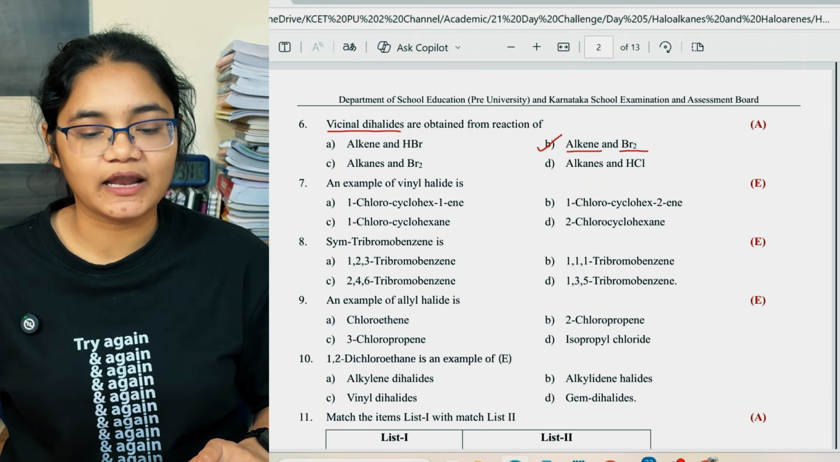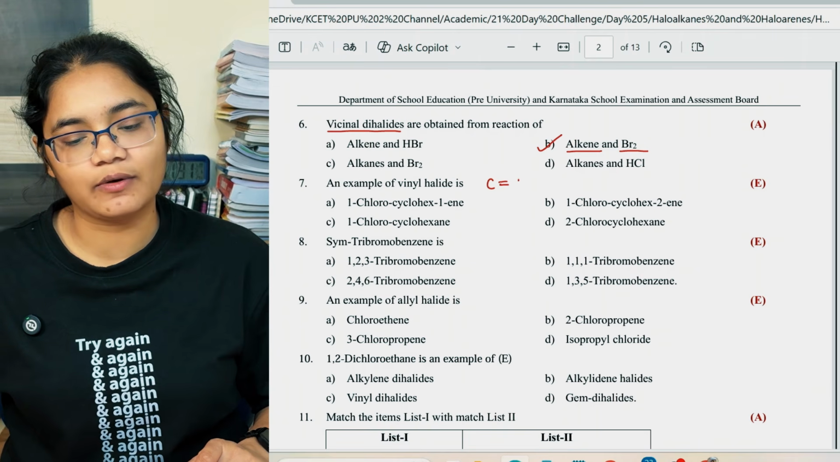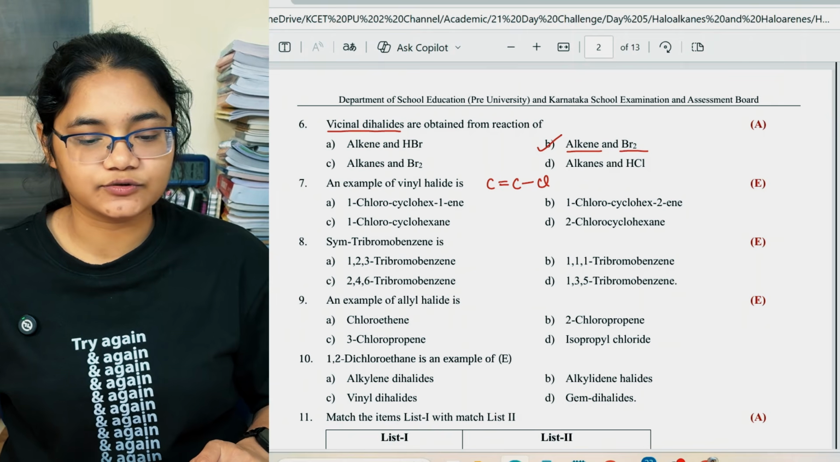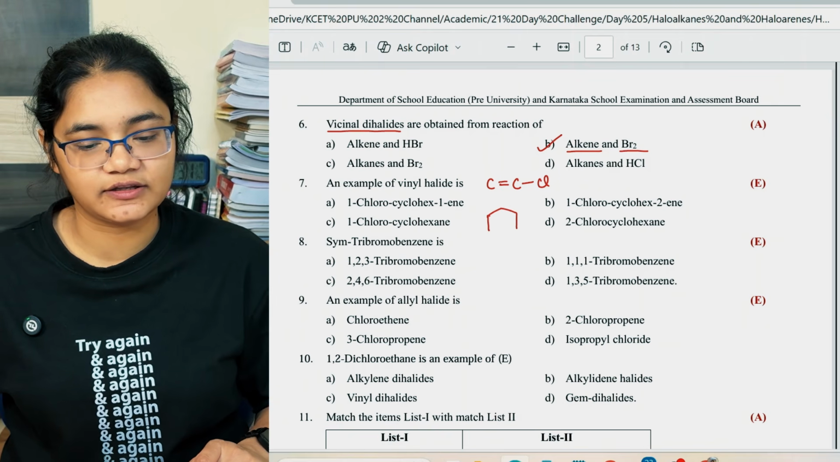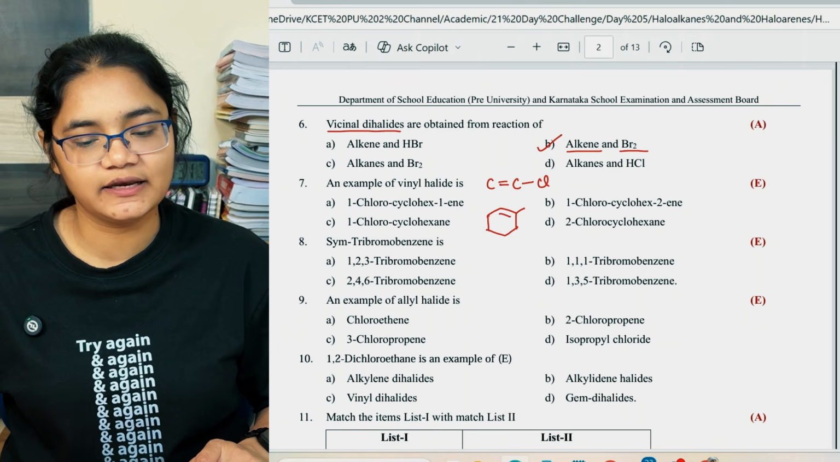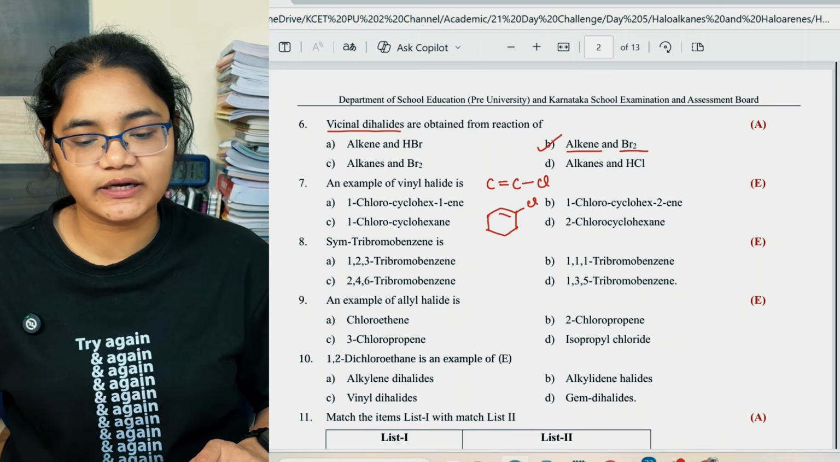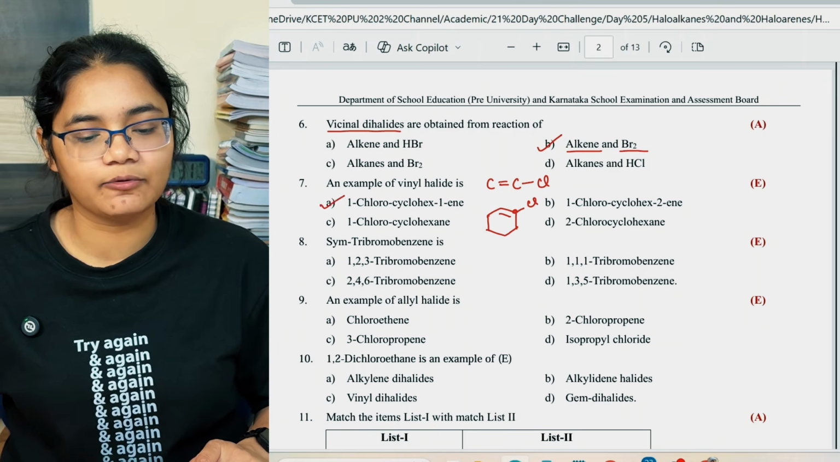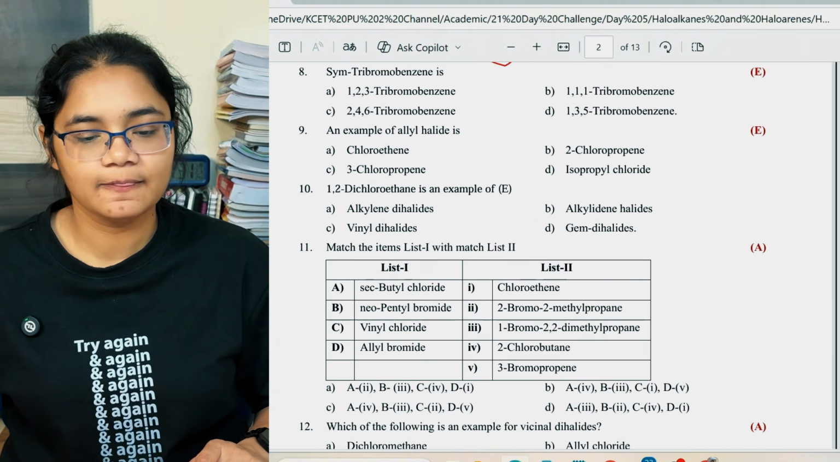An example of vinyl halide is, vinyl halide means when you have halogen attached to the carbon containing the double bond. Okay, so it is 1-chlorocyclohexene. So if you see the structure of 1-chlorocyclohexene, this is like this, right? So the chlorine is attached to the carbon containing the double bond. So yes, it is an example of vinyl halide.